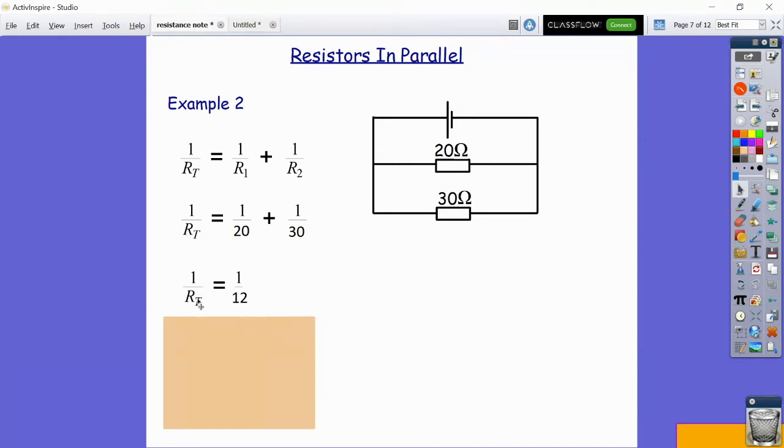So I want RT on its own. Don't forget this last step, very, very important. We haven't finished yet. That's not RT. It's 1 over RT. So flipping it, RT over 1 would be 12 over 1. So nice and easy when it's a 1 on the top, because anything divided by 1 is just itself. And we get 12 ohms. Said it needed to be less than 20. It's less than 20. Sounds good.